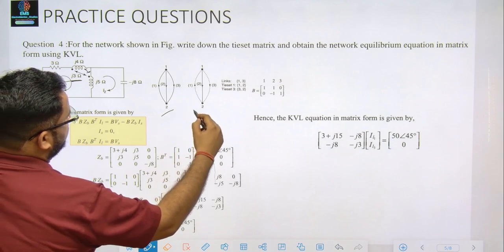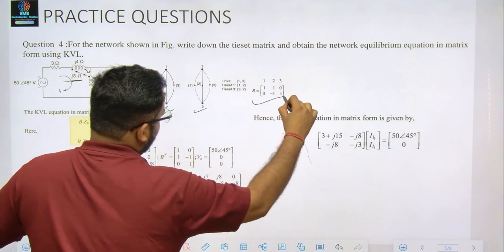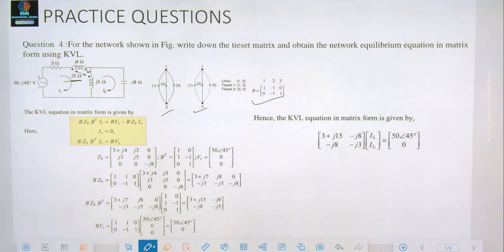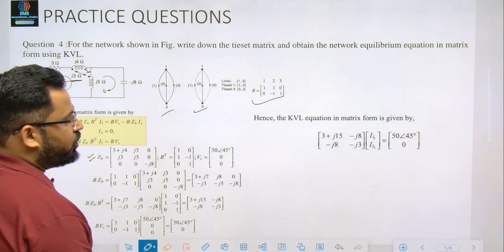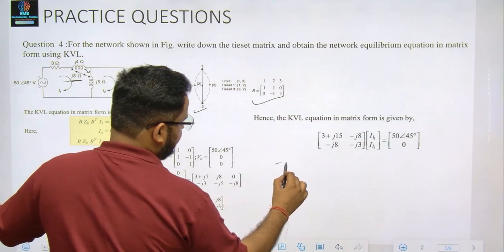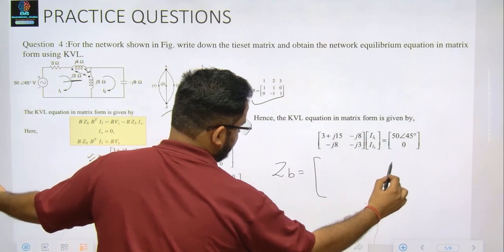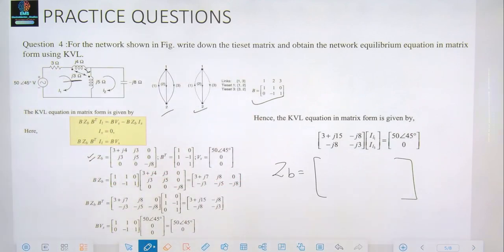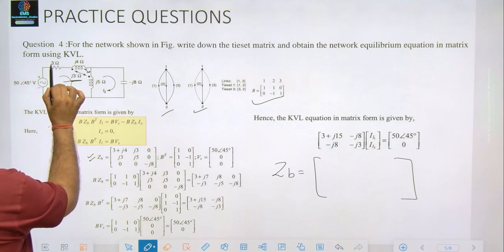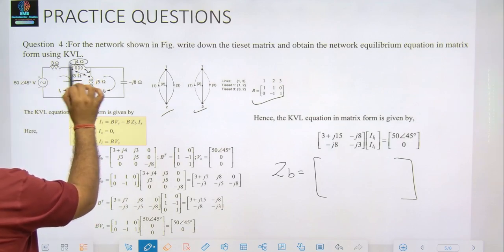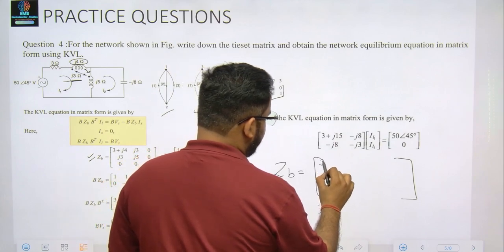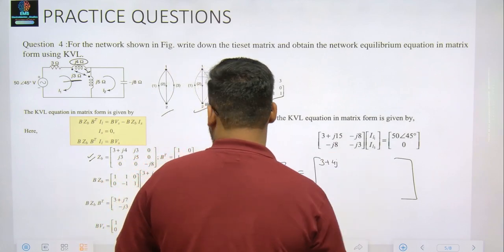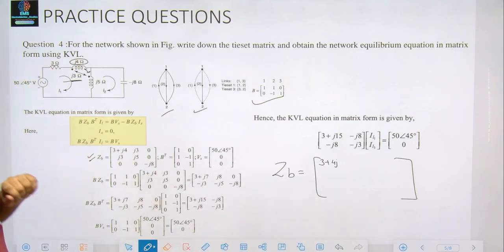You already know how to make a graph, and you know how to make a tie-set matrix. So you have made the tie-set matrix as well. Now, in this question, the biggest point is how to write ZB. Now ZB, in branch 1, I have a 3 ohm resistance and an inductance whose impedance is given to me as j4 ohms. So I have 3 plus 4j as my total impedance in this branch.